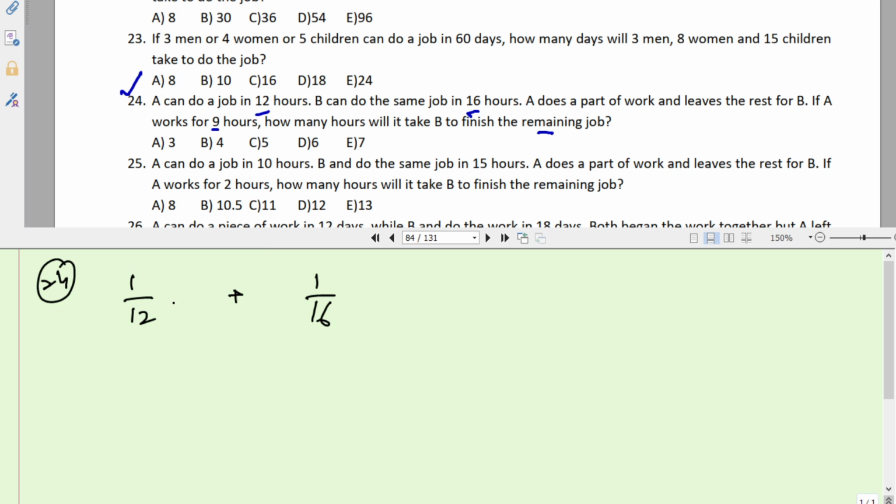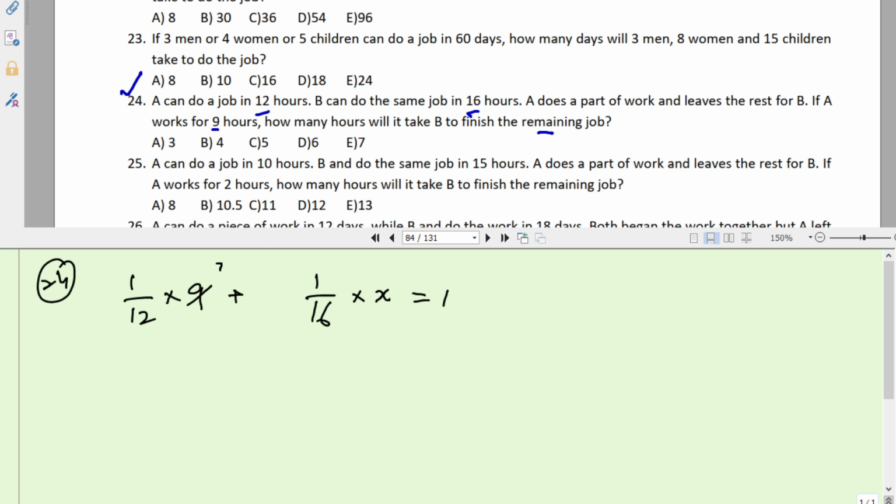So A works for 9 hours, so multiply by 9. This is what A has done. And B will work for the remaining x hours. So this is how the job will be done. So you have to find out how many hours will be allowed to finish the remaining job. Okay, so let's solve it.